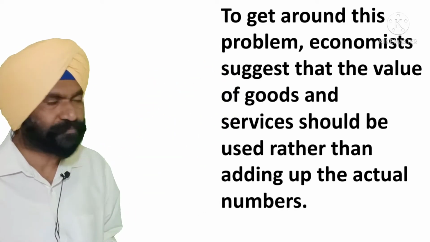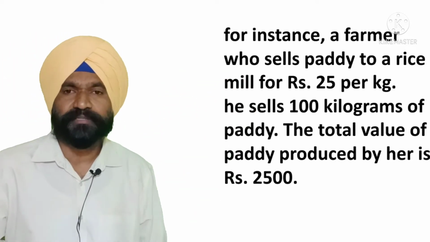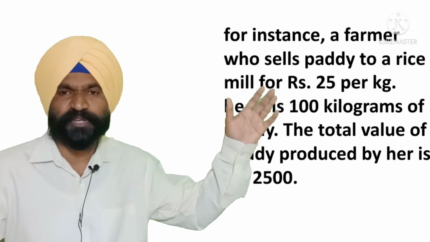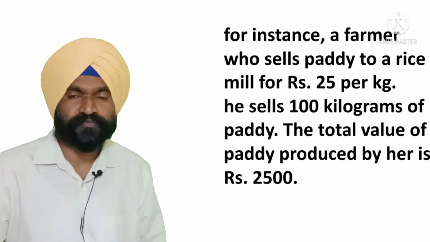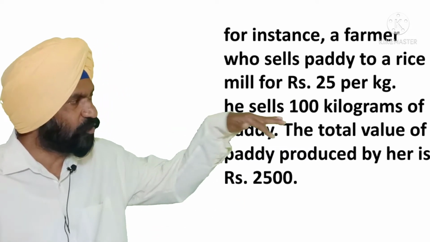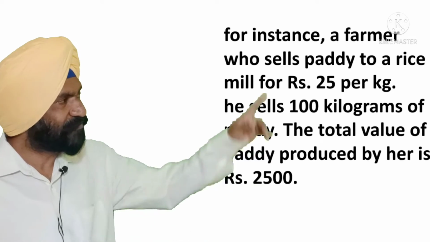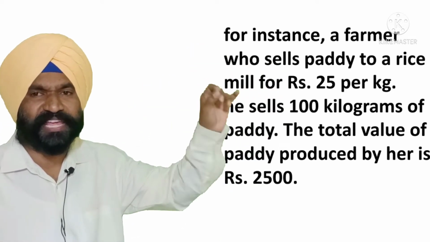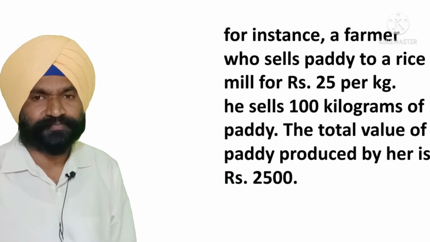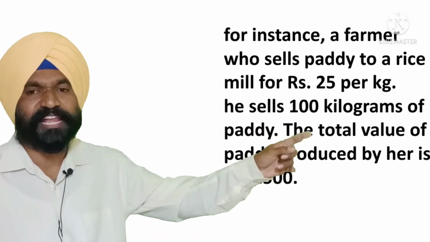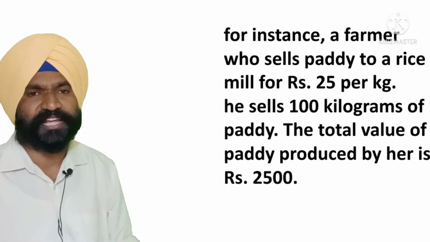For instance, a farmer sells paddy to a rice mill owner for ₹25 per kg, and he sells 100 kilograms of paddy. Now here 100 kilograms is the total number of goods produced, and the value of the goods is 25 per kg. 100 into 25 is 2500. So 2500 is the value of the goods produced here by the farmer and sold to the rice mill owner.